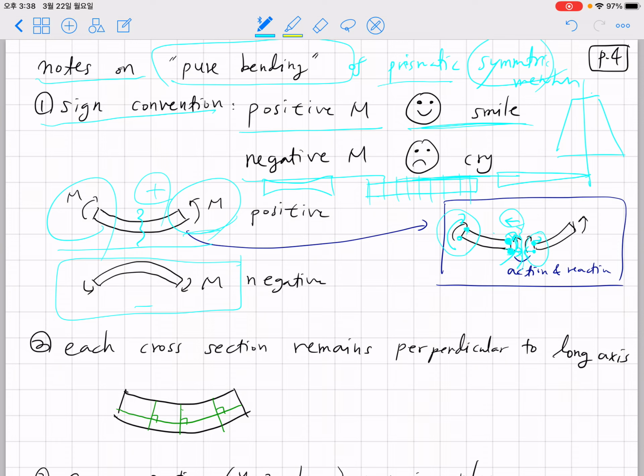So this direction force and that direction force correspond to compression for the left part and tension for the right part, so that you can have the same kind of smiley moment on the right part. Okay, so even though you can decompose the positive sign body at any point, you're going to see the positive sign convention is preserved in the left and right body.